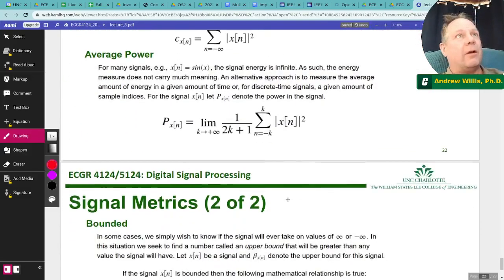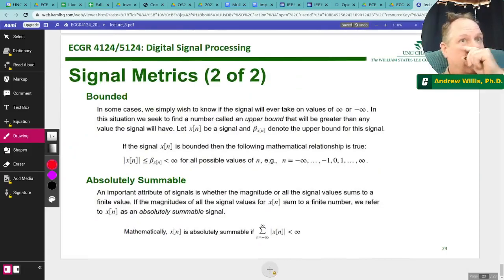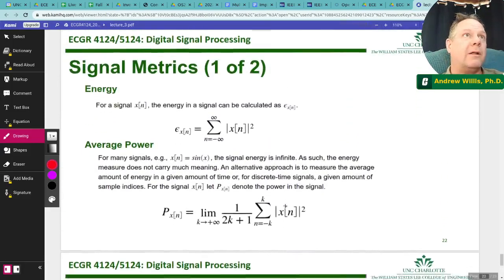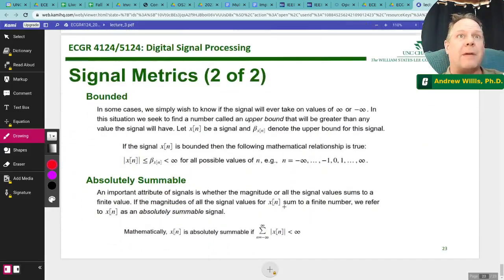All right, and then we went over power and average power, energy, power, and boundedness. Those are signal attributes. Unless there are questions about them, I'm just going to go into the next lecture from here.